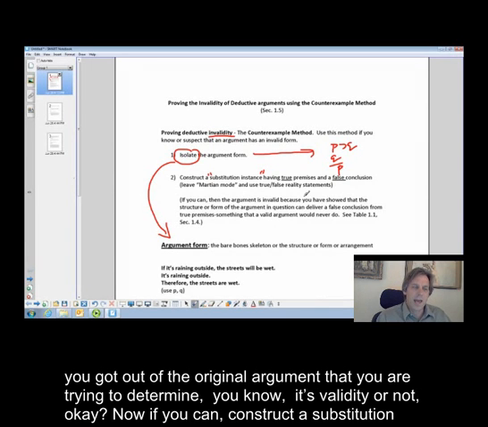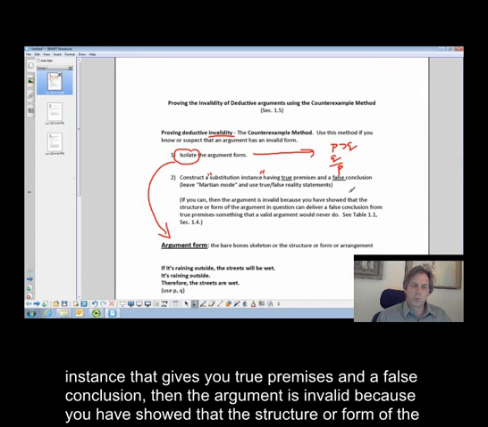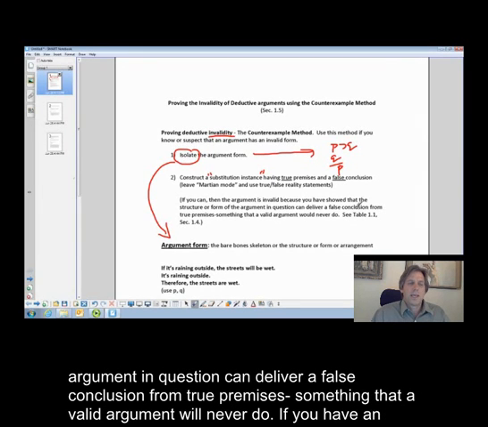Now if you can construct a substitution instance that gives you true premises and a false conclusion, then the argument is invalid, because you have shown that the structure or form of the argument in question can deliver a false conclusion from true premises, something that a valid argument will never do.